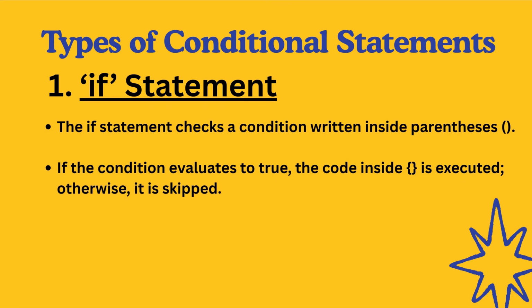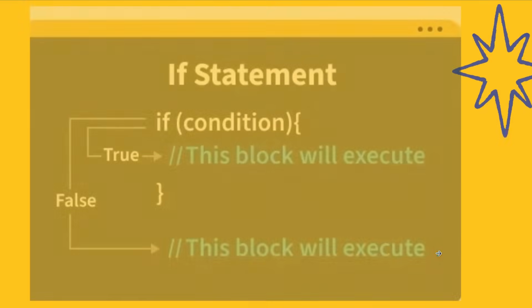There are 4 different kinds of conditional statements, out of which the first one is the if statement. The if statement checks a condition which is written inside the round brackets or parentheses. If that given condition is true, whatever code is written just under the condition inside the curly brackets is executed. If the condition is false, we skip the entire if block and run the other part of the program. Let's see it with an example.